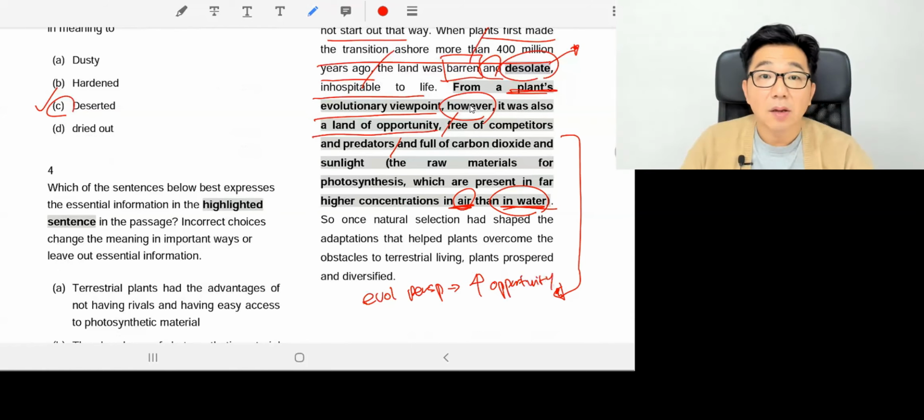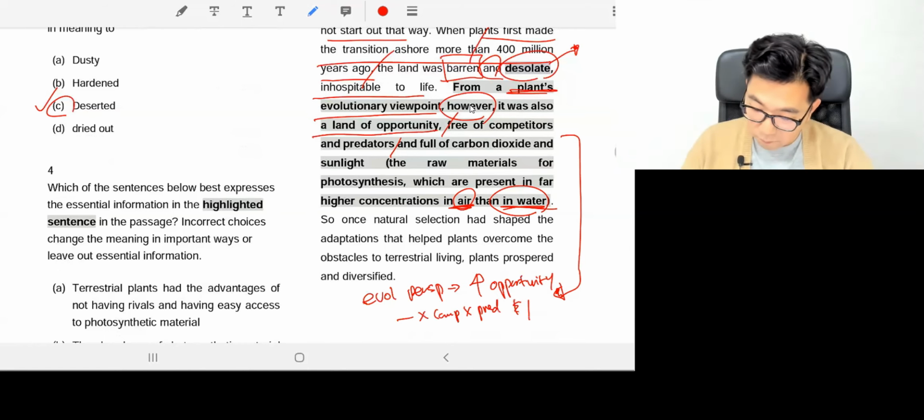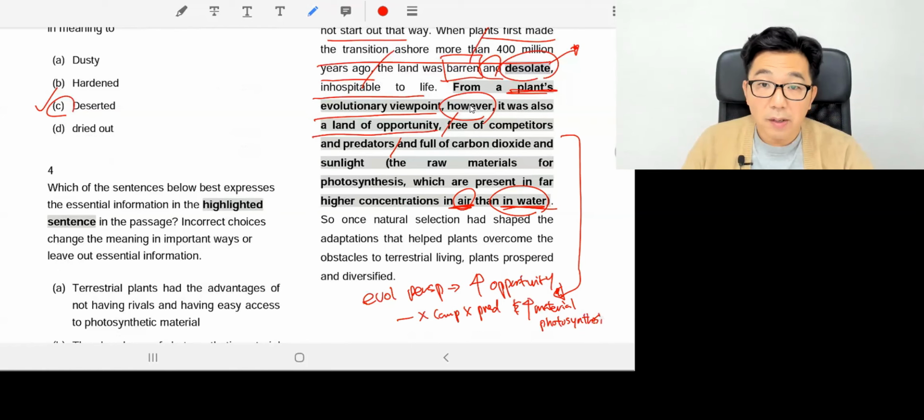The land was a great opportunity because there were no competitors, no predators, and it was full of material for photosynthesis, right? For them to survive: a lot of sunlight and CO2. Okay, so that's what this sentence is saying.